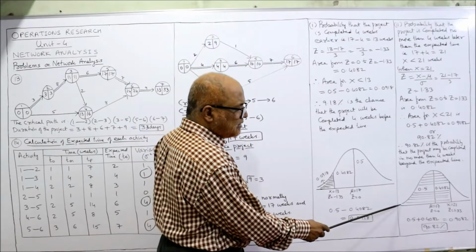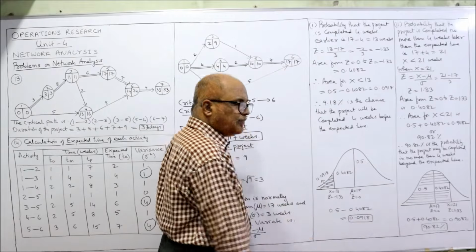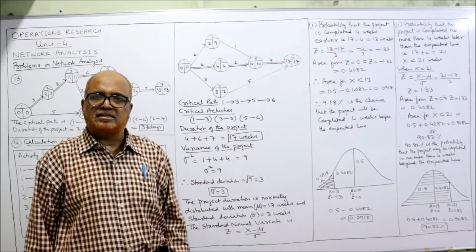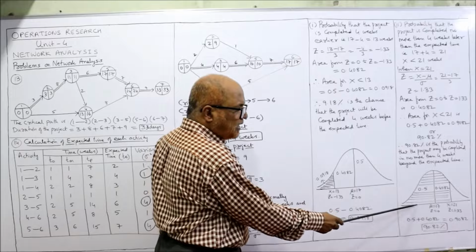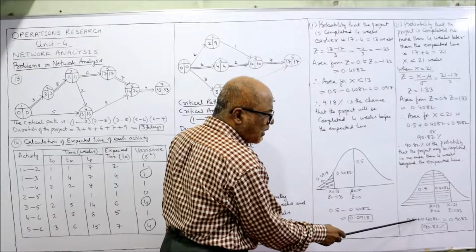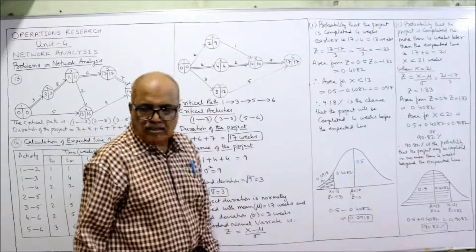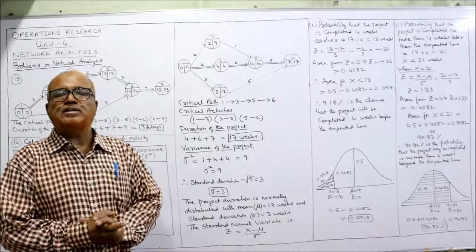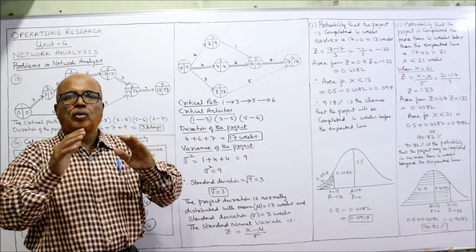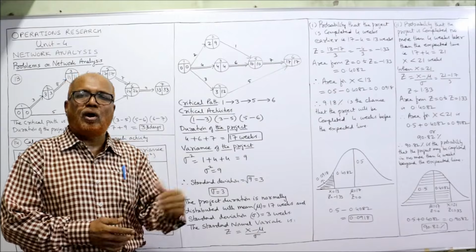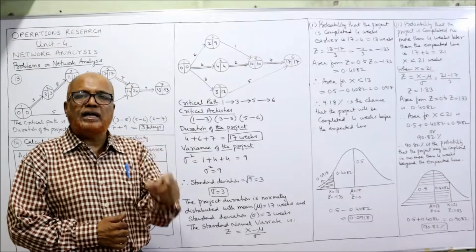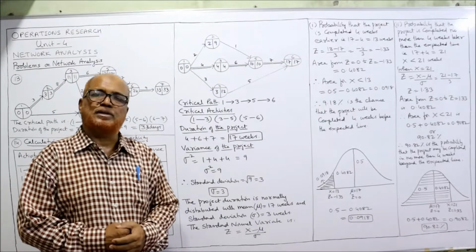From the left side to the middle, it is 0.5. Already we know the total area under the normal curve is 1, with 0.5 area on the left side and 0.5 on the right side. And here from Z is equal to 0 to Z is equal to 1.33, it is 0.4082. Total area will be 0.5 plus 0.4082, 0.9082. So 90.82% is the probability that the project will be completed no more than 4 weeks beyond the expected time. That means the probability that the project will be completed in 21 weeks is 90.82%. That's all.